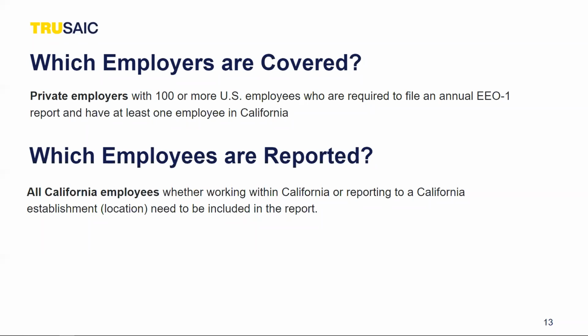EEO-1 reports are required of most private employers with 100 employees in the US. That same nationwide requirement applies to SB 973. Do you have 100 employees within the US? So what are some examples of employers that may not have to file under SB 973? An employer with no employees in California, regardless of size, does not have to file under this requirement. Nor do employers that are different types of organizations, such as schools or colleges, who are filing alternatives to the EEO-1 report with the EEOC. One of the key provisions here is what it means to have an employee in California. We'll look at that in greater detail.